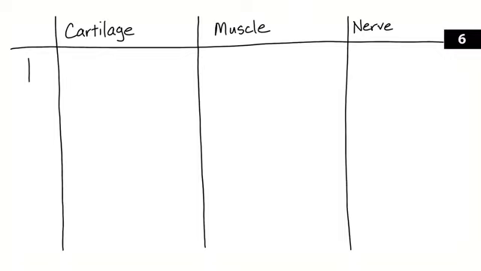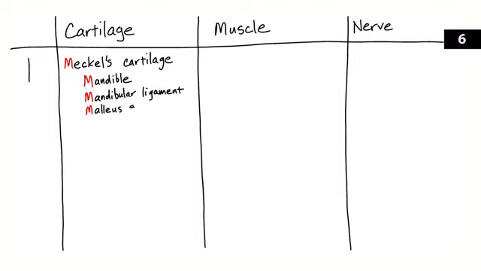Starting with the first pharyngeal arch, I want you to remember that the first arch gives rise to M and T structures. You start with Meckel's cartilage, which gives rise to several jaw structures: the mandible, the mandibular ligament, and also the malleus and the incus. Remember that the first cleft and the first pouch were associated with the ear, and here the first arch is forming the ossicles of the middle ear.